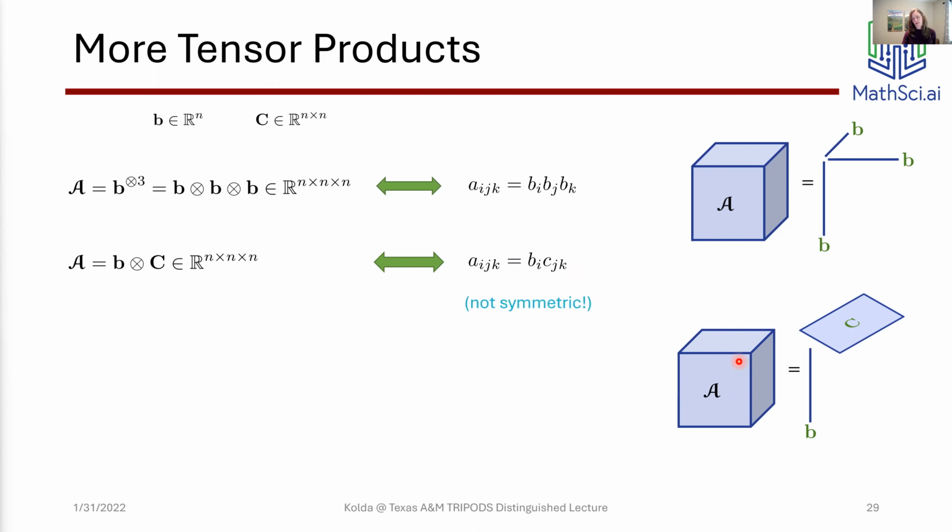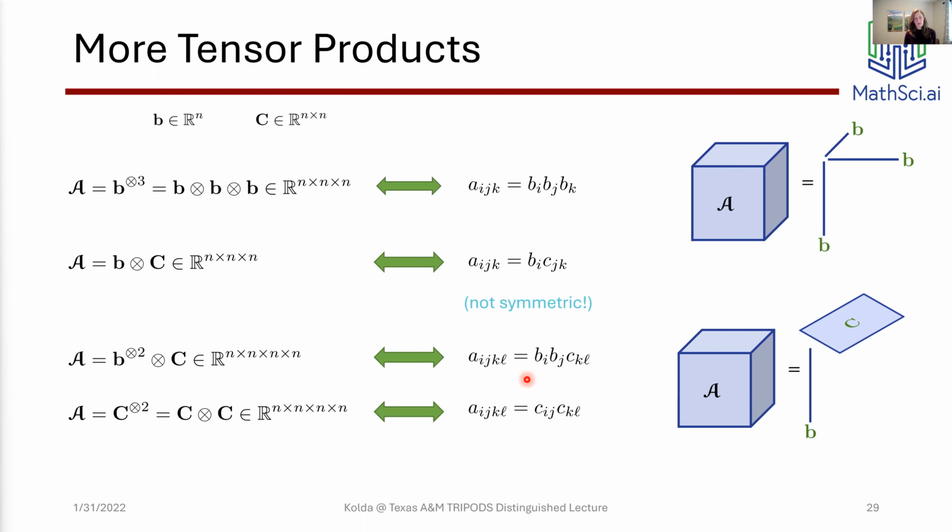And so I have this awkward picture over here on the right. This is not symmetric, so I made it blink so I wouldn't forget to say it. This is not a symmetric tensor. So we'll come back to that on the next slide. And then you can do other things. You could have b cross b cross c, and then the ijkl entry of the result is b_i, that's the first copy of b, b_j, that's the second copy, and then c_kl, that's the c that comes in. You can do c with itself, and so on. You can do any sort of combination of these things, and they don't have to all be the same to do an outer product.